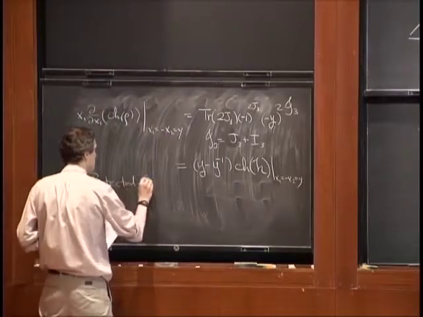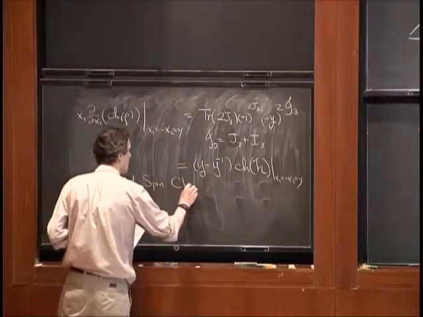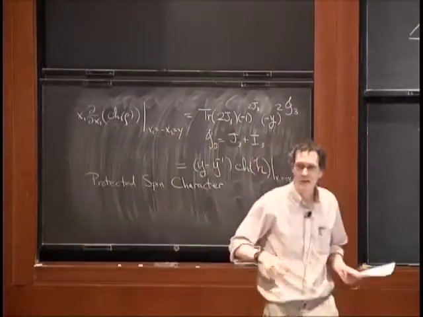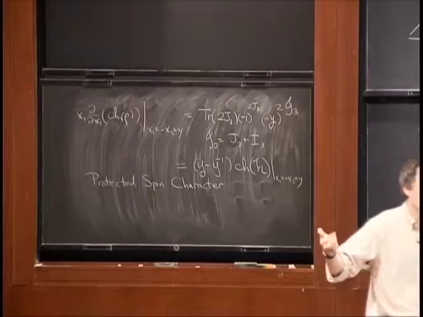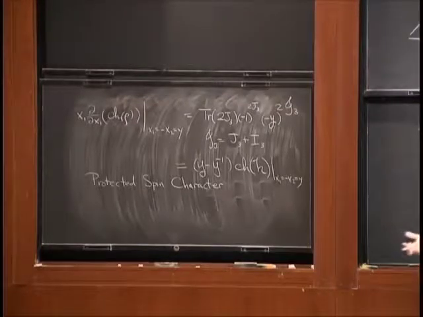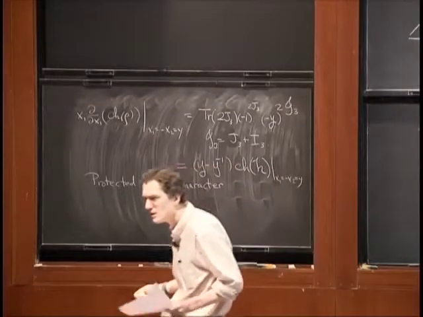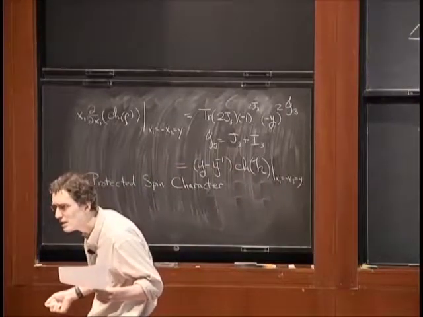Now, we use that name because it's not the spin character. The spin character would be just counting the trace of y to the 2j3. That doesn't vanish. Yes, sir? It has J3 and I3, but they're from different algebras. Why do you do that?